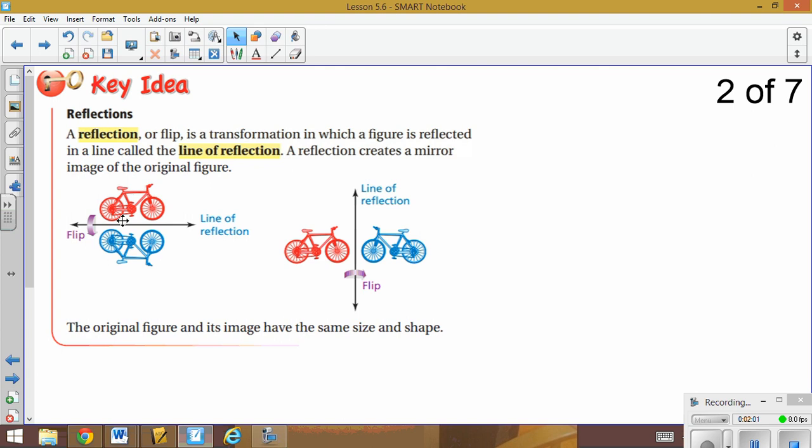In translations, all I did was slide the figure. In this transformation, all I'm doing is flipping the shape, either along the X or along the Y. So please be sure you have reflection and line of reflection defined before you move forward.